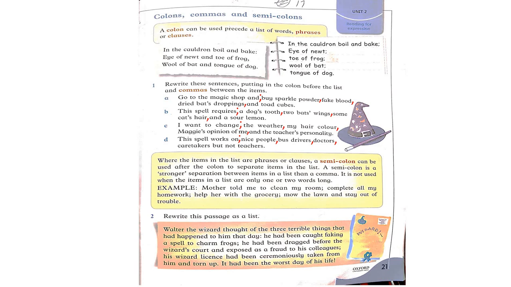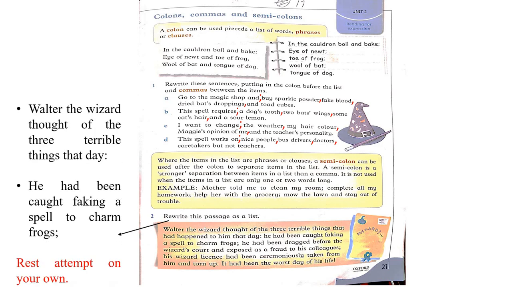The second question is, rewrite this passage as a list. There is a passage given below and students are supposed to make the passage into a list form, like I have made it. Walter the Wizard thought of three terrible things that day. There will be a punctuation mark here. He had been caught picking a spell to charm frogs. Then there will be the semicolons. Here students are now to write the rest of the passage by themselves.